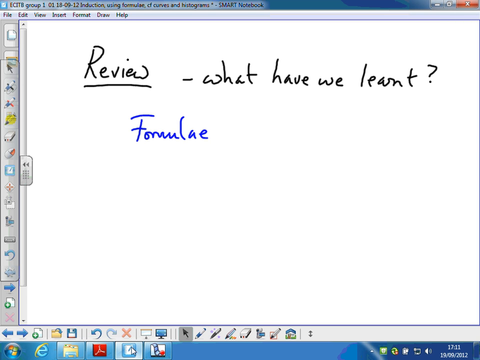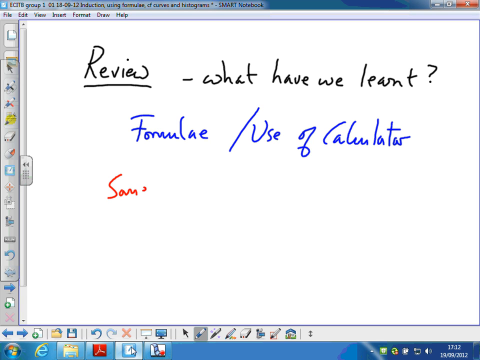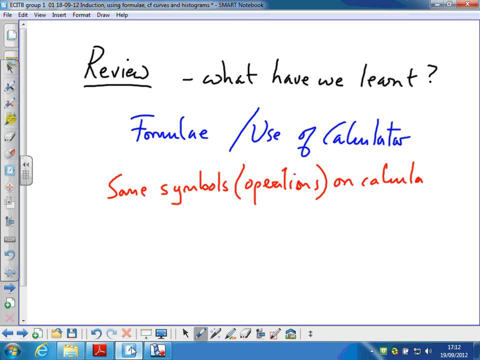Of course, the other thing I should have mentioned, often underestimated, is the use of the calculator. Some of the symbols, operations is probably a better word, on the calculator, and what they do. And there's more, as you've seen, that's part of it, learning how those things work. Yeah, thanks for that. Anyone in the middle?